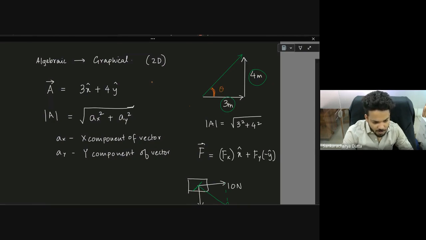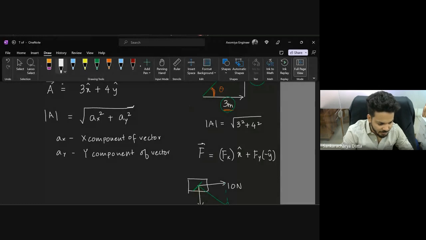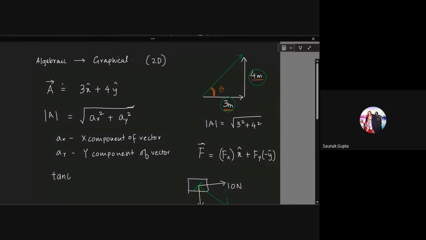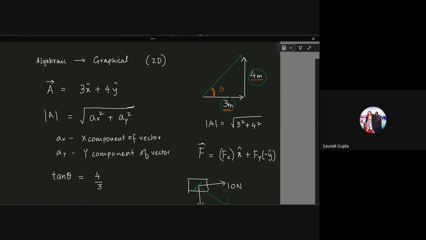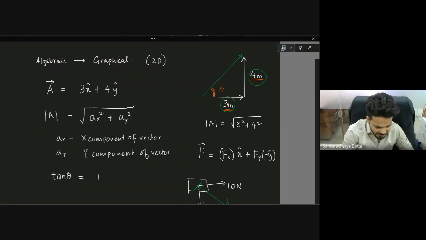Now, we already know 4 and 3. Can we use a trigonometric ratio to find out this theta? Well, I think tan theta will be the most appropriate. Yes, tan theta is usually the perpendicular upon base. So it will be what? 4 by 3? Yes, sir. Right. If I write it in the general format, I can write it like this: the y component divided by the x component. Yes, sir. Okay, I hope this makes sense.